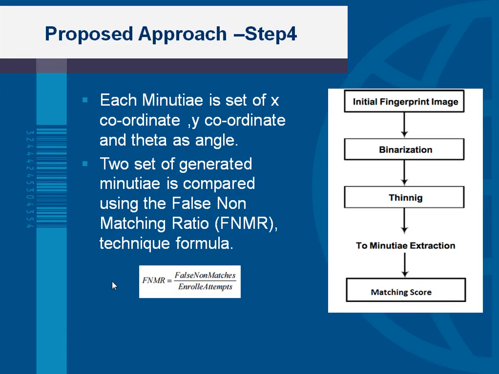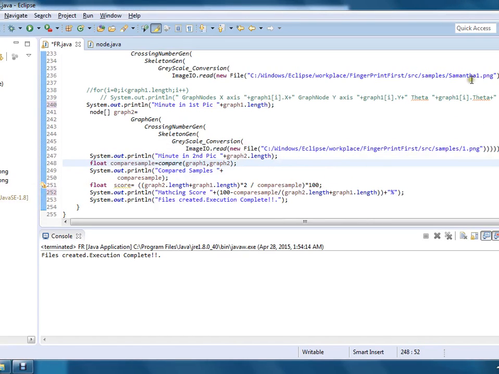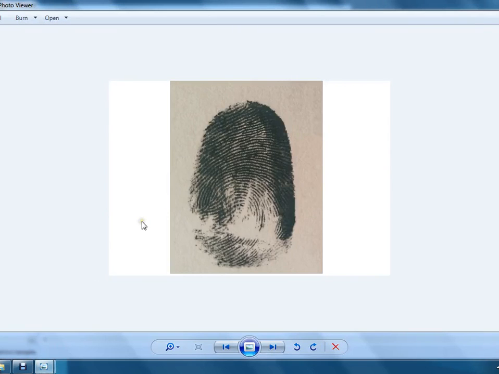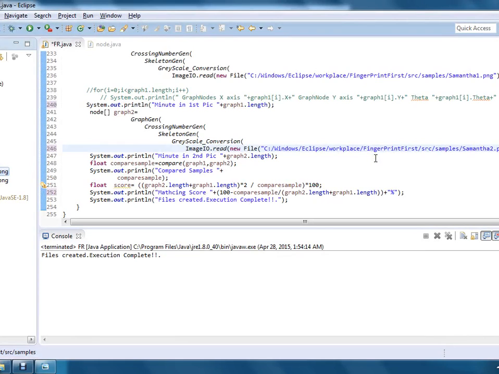So again, we will compare the two images and see the execution process. Here I'm taking two images of the same person, Samantha 2. I'm comparing this image with this image. This fingerprint is of the same person and we should get a good matching score here.